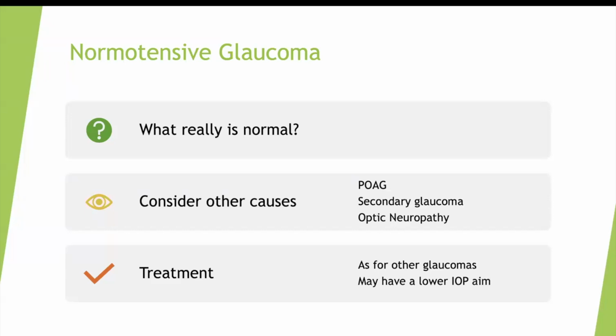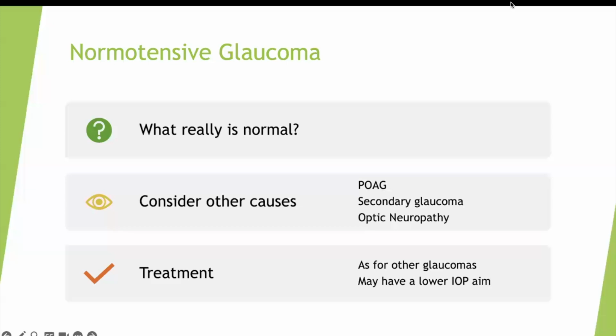And you also need to be considering other causes. Just because the pressure is normal in front of you at the time at which you're seeing the patient does not mean it is always normal. What I mean by that is these patients may benefit from phasing, for example, where they have pressures taken every hour over the course of the day. And what you might find is either these patients are actually fluctuating quite a lot during the day, or it's just that their pressure does become high. And so you're actually dealing with a POAG who just happened to be normal at the time that you saw them.